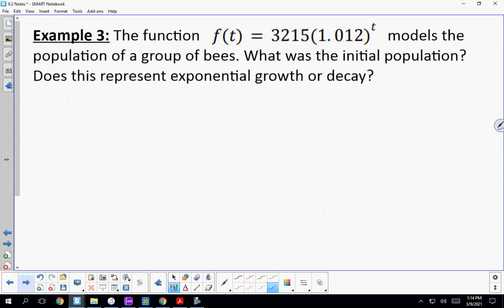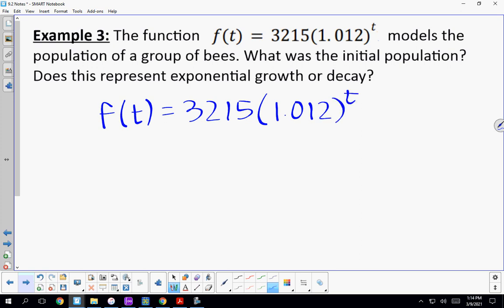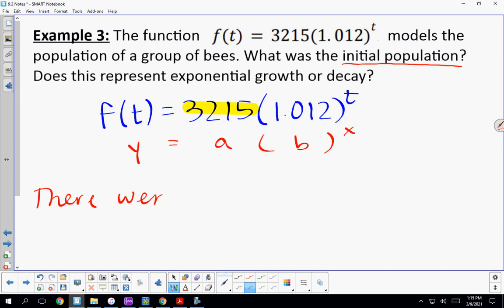Finally, our last example is kind of worded in a little bit different way. So here they've given us the formula. And yes, this formula is an exponential function because my exponent is a variable. So technically, this is like y equals a times b to the power of x. The question says, what was the initial population? So my initial population is always going to be this out here. So I would say initially, or when we began, there were 3,215 bees.